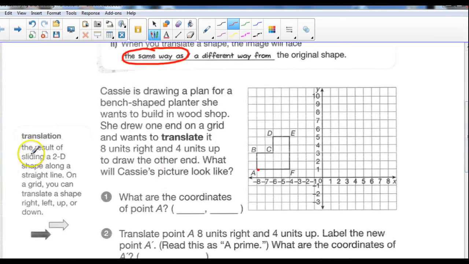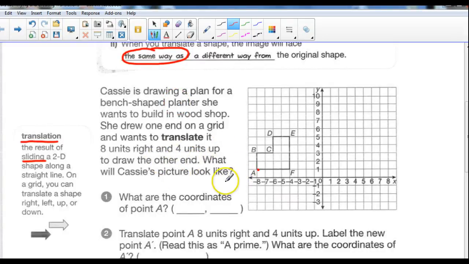If you can see over here, by definition, translation is the result of sliding a 2D shape along a straight line on a grid. You can translate a shape right, left, up, or down. Okay, so Cassie is drawing a plan for a bench-shaped planter she wants to build in a wood shop. She drew one end on a grid and wants to translate it 8 units to the right and 4 units up to draw the other end. What will Cassie's picture look like?